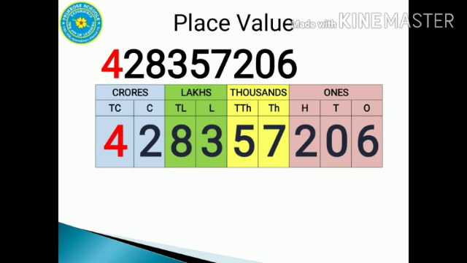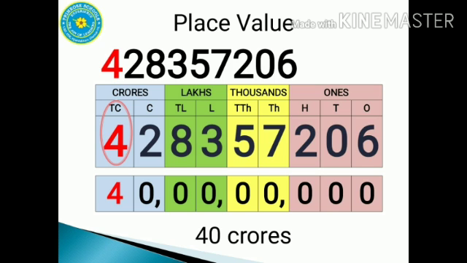Let's take the same number. This time we are going to find the place value of digit 4. Put the number in the place value chart. See where is digit 4? It is in 10 crores place. So the place value of digit 4 is 4 times 10 crores. That is 40 crores. Let's fill in zeros in all the places after 10 crores and we get 40 crores.